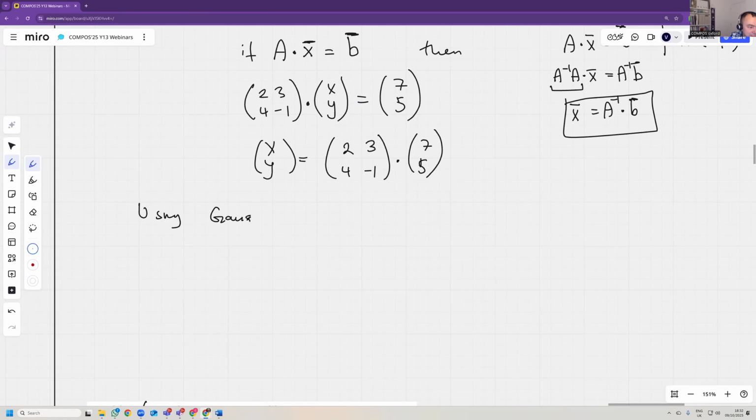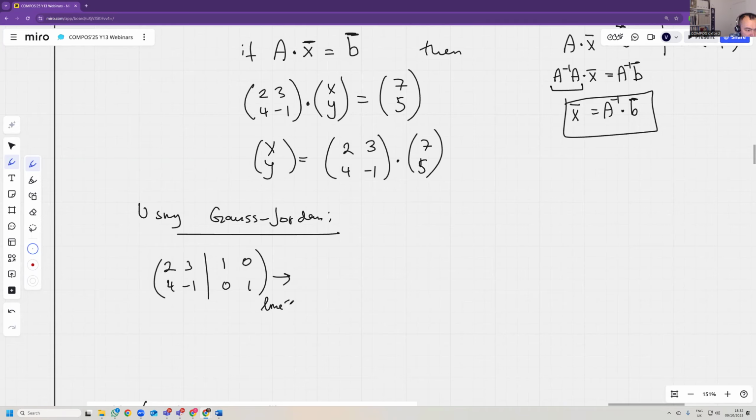Using Gauss-Jordan. So 2, 3, 4, minus 1, 1, 0, 0, 1. So first, let's do line 2 minus double line 1. So line 2 minus 2 times line 1. And that becomes 0, 1 minus 6, so minus 7, minus 2, 1. 2, 3, 1, 0.